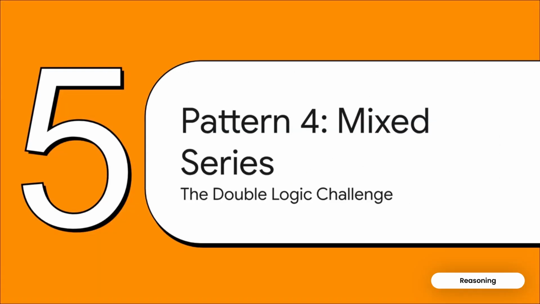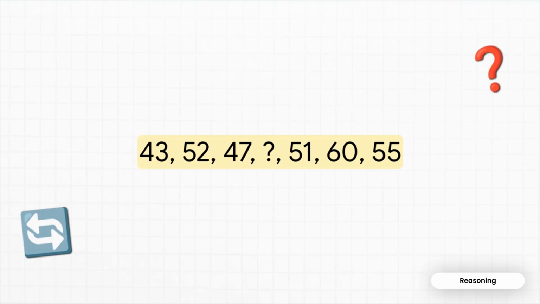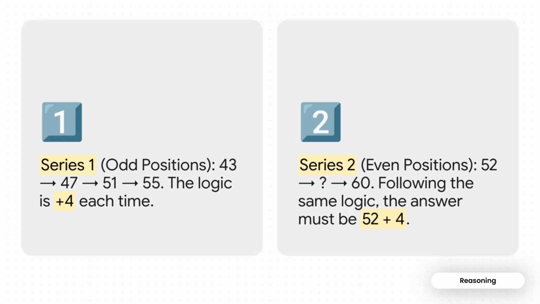Perfect! And now it's time for the trickiest pattern of all, the mixed series, which is also called an alternating series. This is where you don't just have one, but 2 different series running at the same time. Look at this series: 43, 52, 47, then the question mark. The numbers are going up, then down. Whenever you see this happen, your first thought should be to check the pattern by skipping one number at a time.